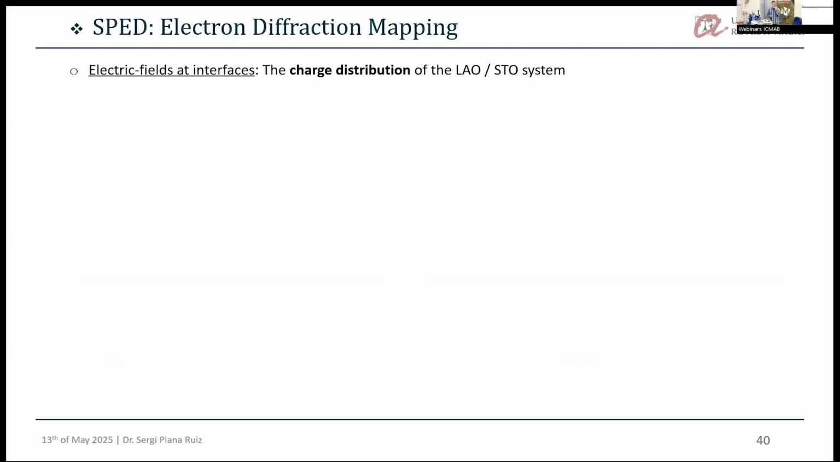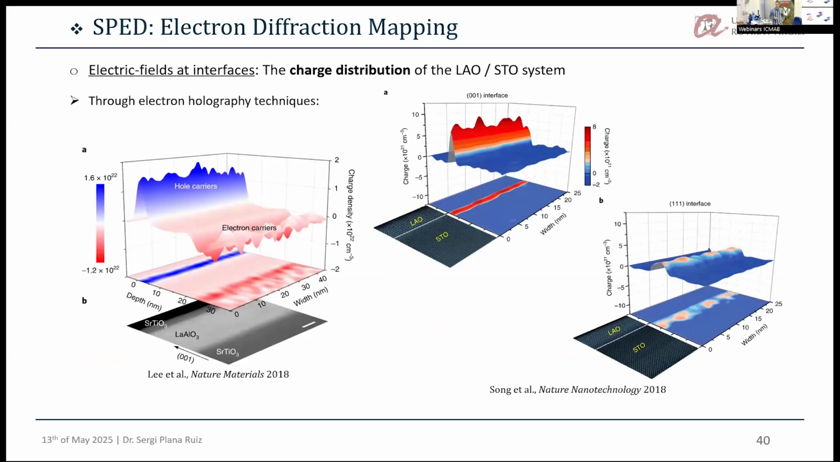Okay, finally, hopefully Jaume will not kill me, is about the mapping of electric fields. I will show you a quick example on the system of the interface between LAO STO. In this case, it was published already that there was some accumulation or distribution of charge at the interface.